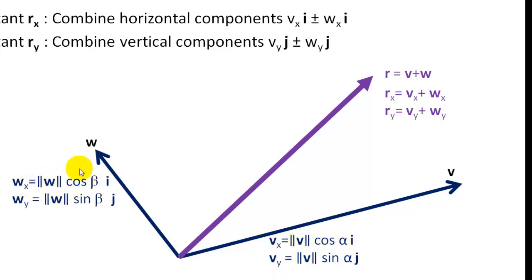Similarly, the horizontal component of vector w would be the magnitude of w times the cosine of the angle it forms, I'm calling that beta, times i. And then on to the y components, the vertical components. v sub y, the y component of the vector v, is equal to the magnitude of v times the sine of alpha, the angle it forms, times j. And you'll recall that's because it's opposite over hypotenuse, where the vertical part is the opposite. In a similar way, w sub y is the magnitude of w times the sine of angle beta times the vertical unit vector j.